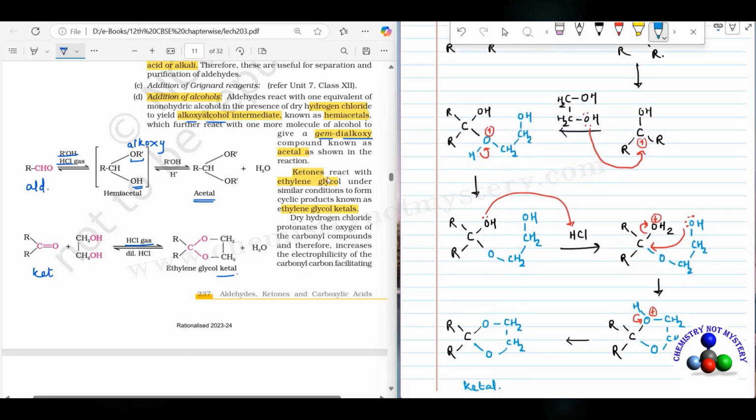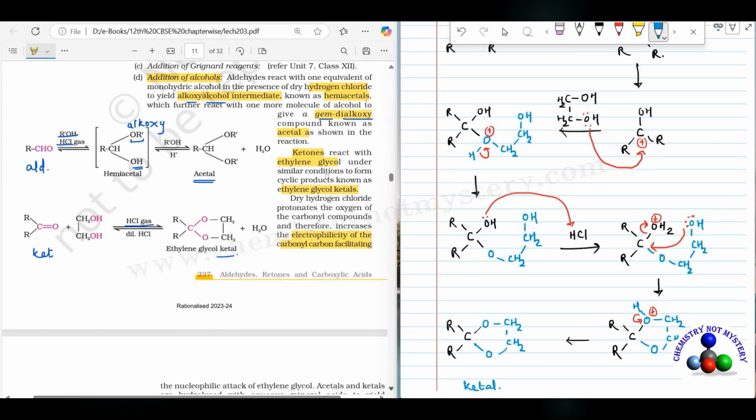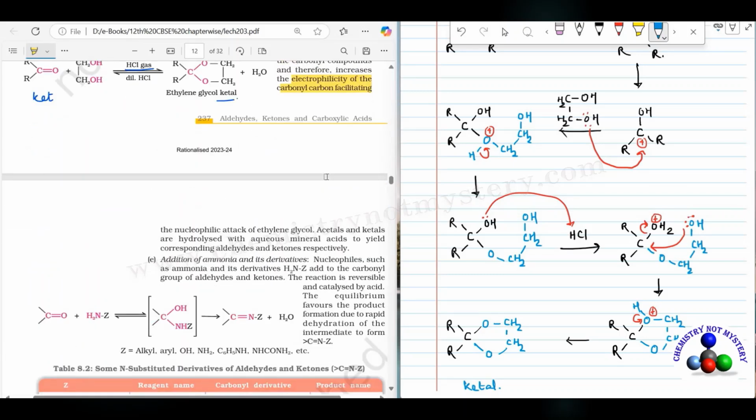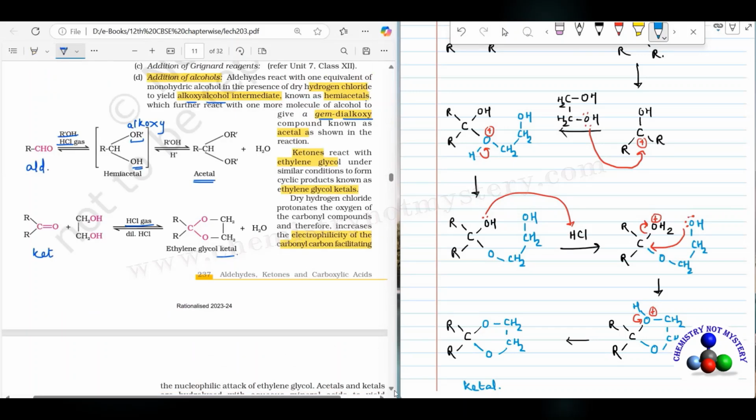Now let's read from the book. Dry hydrogen chloride protonates the oxygen of carbonyl compound and therefore increases the electrophilicity of the carbonyl carbon, facilitating the nucleophilic attack of ethylene glycol. Acetals and ketals are hydrolyzed with aqueous mineral acid to yield the corresponding aldehyde and ketone respectively. Means these reactions are reversible.